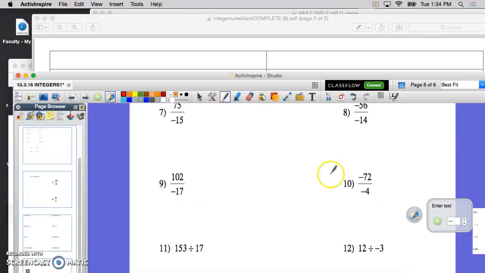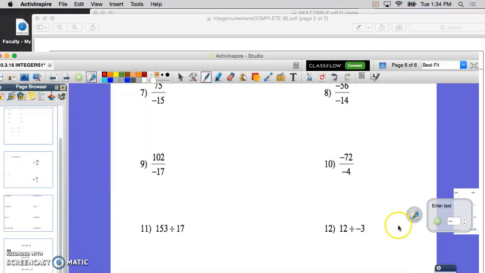And number 10, again, this is a time where you should be pausing, doing it yourself, and checking to see if you come up with the same answer. I know some of you are just waiting for the answers to come on, but remember you've got to do the rest of them on your test by yourself.